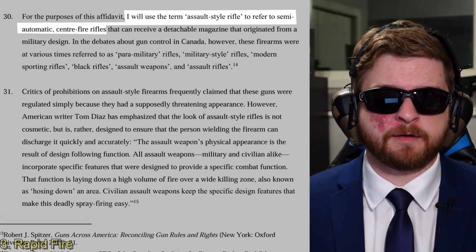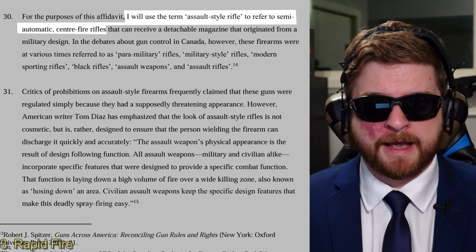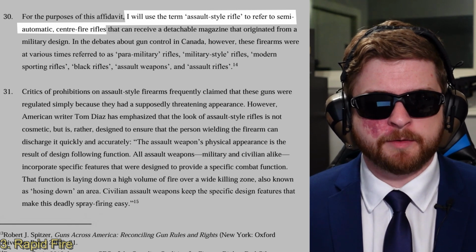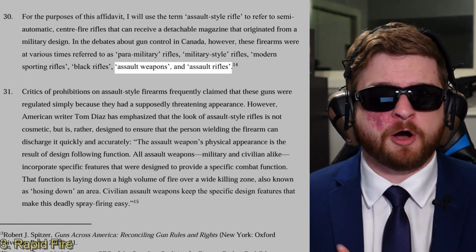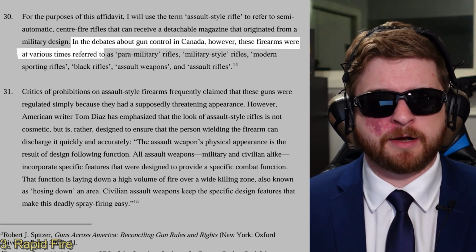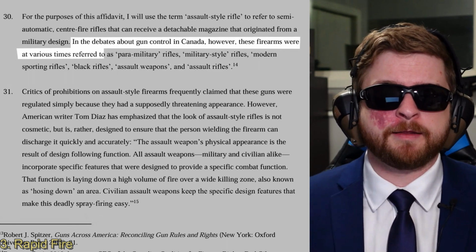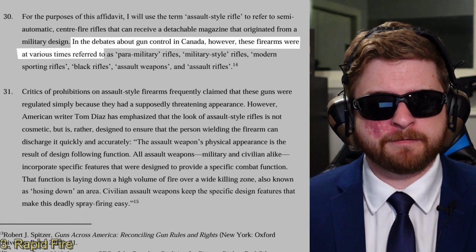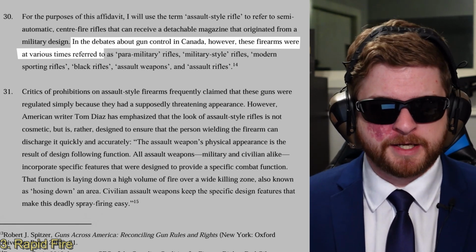So he says that assault-style firearms are semi-automatic firearms, and even the OIC says they're semi-automatic firearms, but then he goes on to say that it's fine to call them automatic firearms. Now this might actually be dismissible since he says that's how they're often referred to, indicating that maybe he himself doesn't actually believe that, except for what he says next.